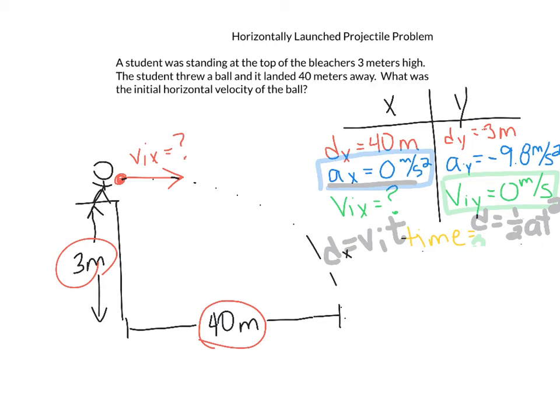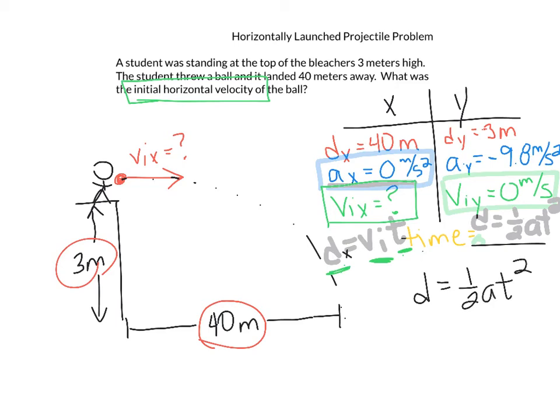Alright, so in order to solve for my VI in the x direction, which is what the problem is asking, the initial horizontal velocity, VI needs to be in my equation. And in order to solve for VI, I need to have d in the x direction, and I need to have time. I have d in the x direction, it's 40, but I don't have time. That means I'm not ready to use this equation. So I have to bounce over to the y side, and take this equation, d equals 1/2 at squared, and get time, because time is what I'm missing on this side in order to solve for it.